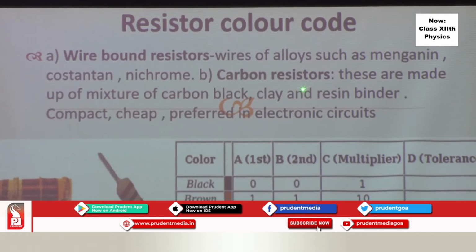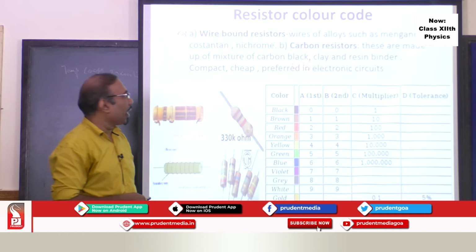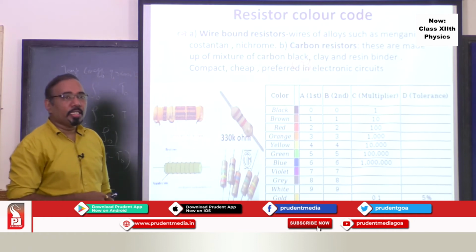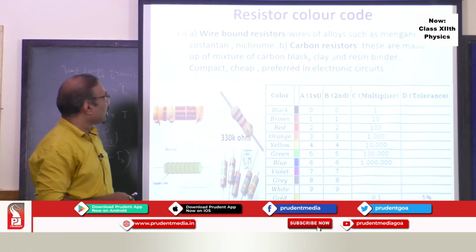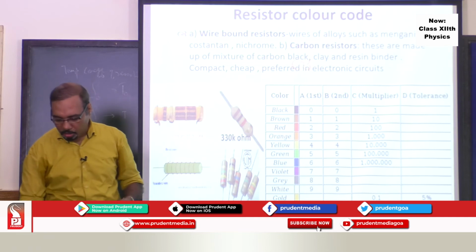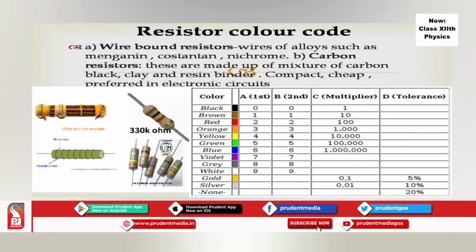Carbon resistors are made up of a mixture of carbon black, clay and resin binder. These carbon resistors are very compact and cheap, and they are widely used in electronic circuits. So these are the resistors available if you want to construct an electronic circuit.